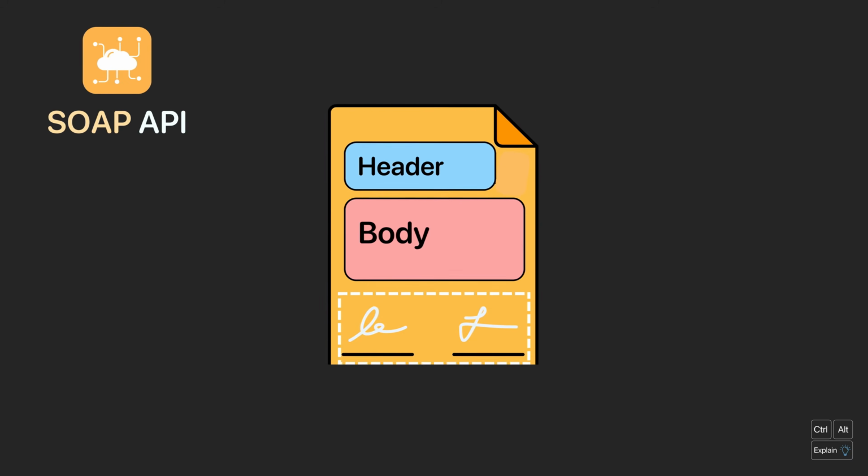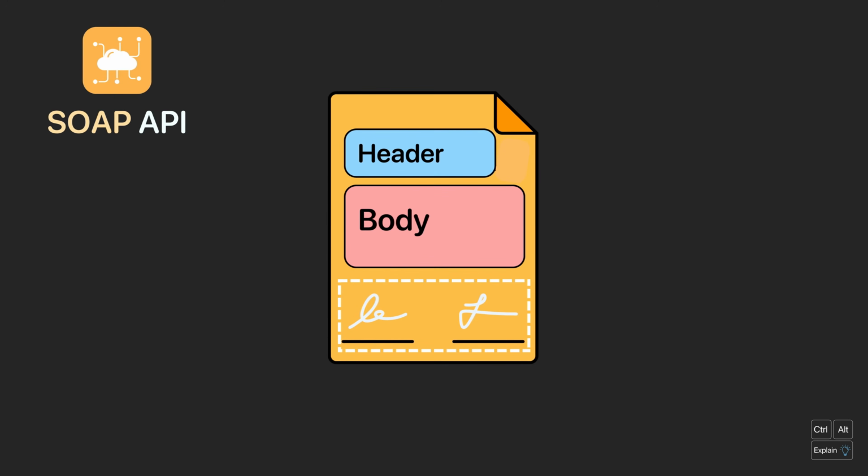Think of SOAP like sending a formal business letter. You must follow a specific structure: the header, the body, the signature, everything in its place. If anything is out of order, the letter might be rejected. SOAP works in the same way. Every message is wrapped inside an XML document with a fixed format.